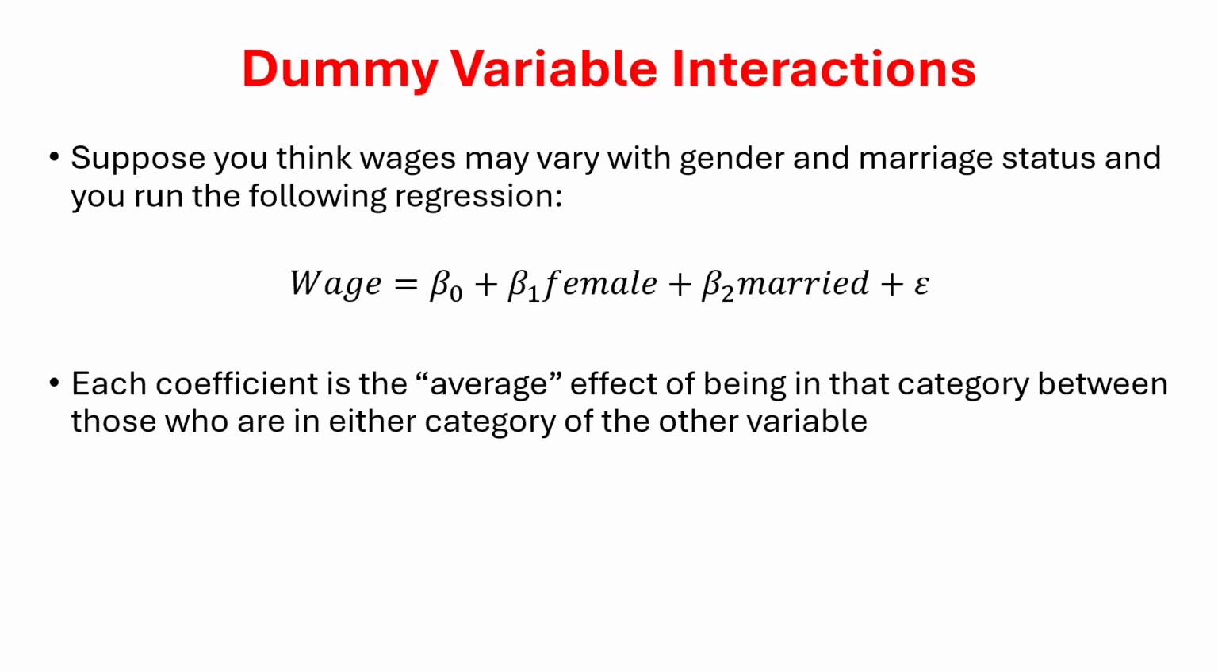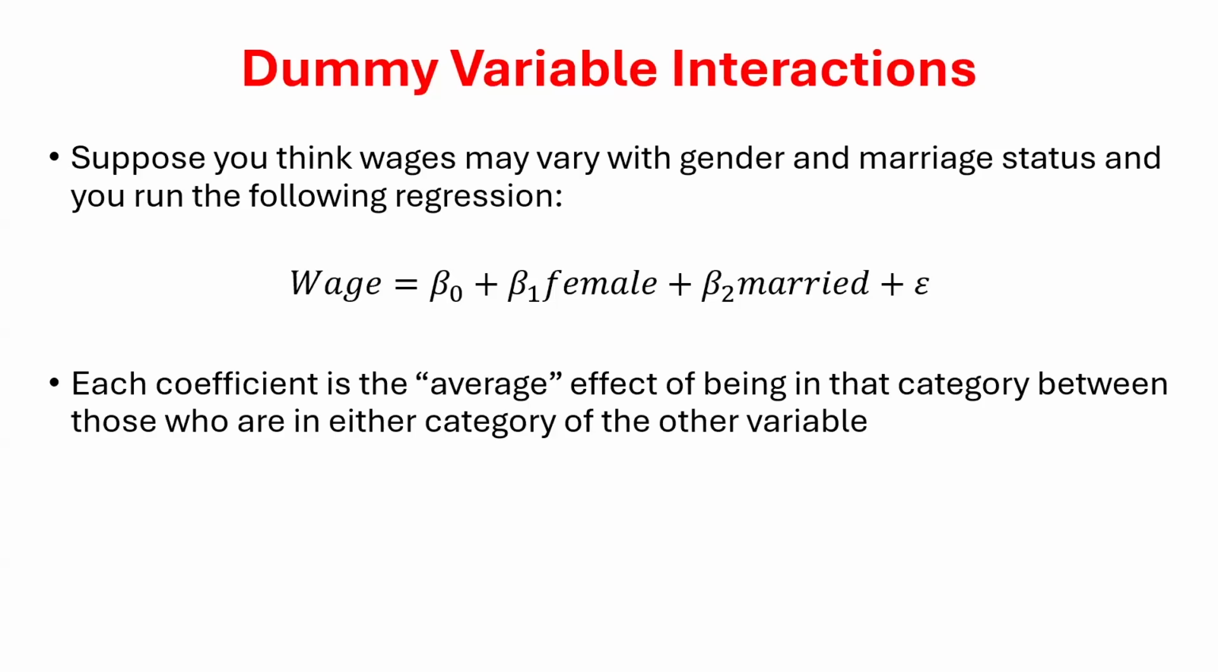So if I have a married female, what is the female variable going to be? 1. What is the married variable going to be? A 1. But what is that interaction now going to be? 1 times 1 is 1. So it's almost like I included a third dummy variable, right? So for those married females, I'll have beta 0 plus beta 2 plus beta 3 plus beta 4. Now, it doesn't always have to be higher. I'm assuming here the coefficients are positive, but they could be anywhere depending on the sign of those coefficients.